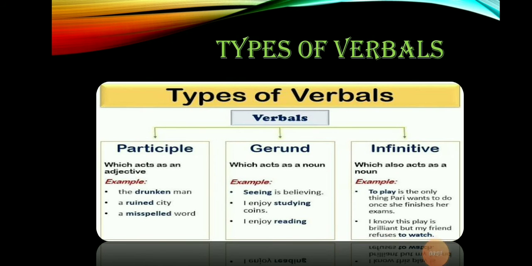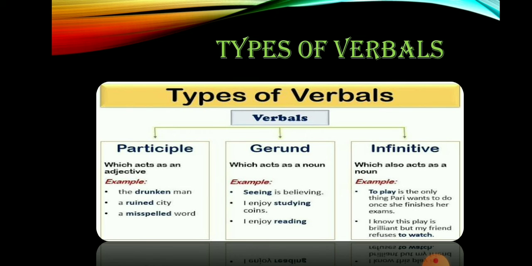Dear students, non-finites are also known as verbals. Now I will tell you about the three types of verbals that are used in English language. First is participle, second is gerund, and third is infinitive. You will get question answers in your exam of all these three types.